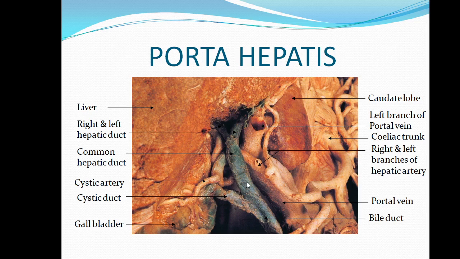This is the common hepatic artery. It is a branch of the celiac trunk. This is the celiac trunk taking origin from the abdominal aorta. The celiac trunk is very small, about a centimeter in length. It divides into three branches: the left gastric, the common hepatic, and the splenic.